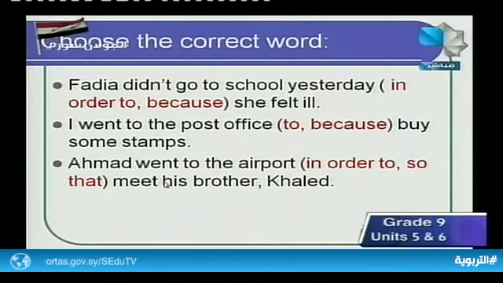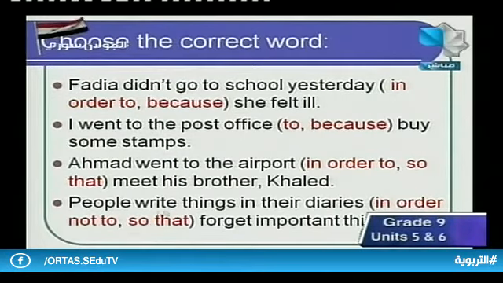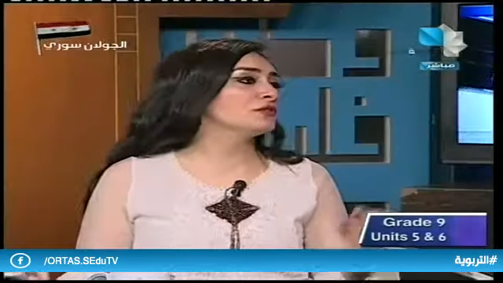His brother Khalid. The last example, people write things in their diaries in order not to or so that forget important things. The correct answer is in order not to forget important things. So here we've got the negative form. Yes, negative form. In order not to. And of course we've got here the verb directly after in order not to.